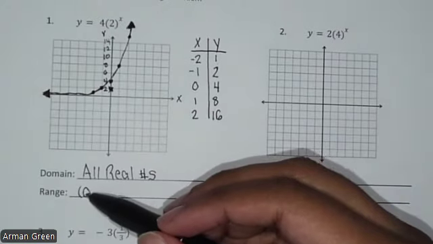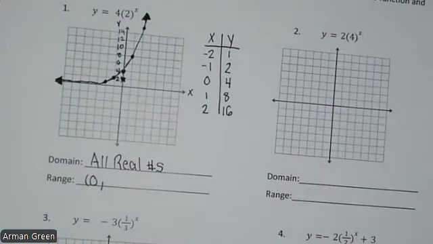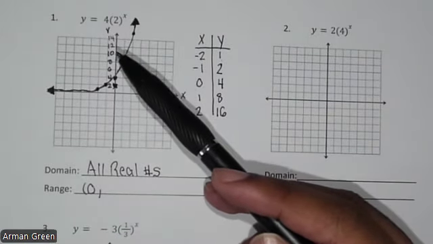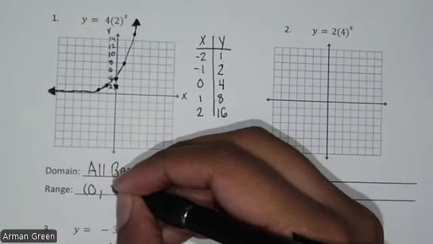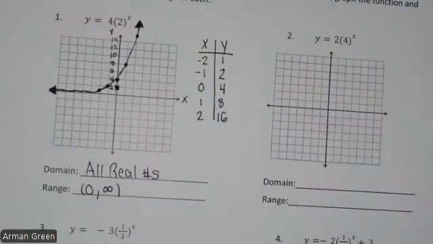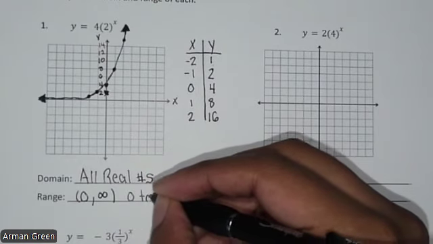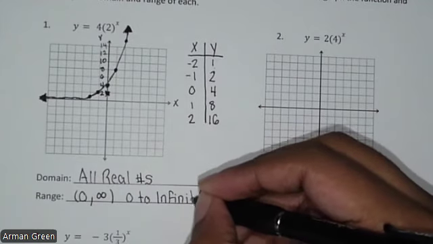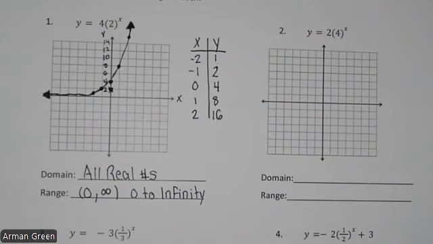So we're going from 0, and then on the right side, our arrow is pointing up. So that means that we're going to keep increasing, or our y values are just going to keep increasing all the way up to infinity. So that means that our range is going to be from 0 to infinity. So we can say it like this, or if we want to write 0 to infinity, that is also fine. Whatever you're more comfortable with.